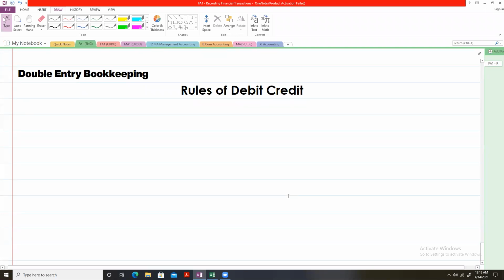In the previous classes, I showed you double entry bookkeeping, and I did also tell you that double entry bookkeeping is done in accordance with the rules of debit and credit. So let me first remind you of the rules of debit and credit.